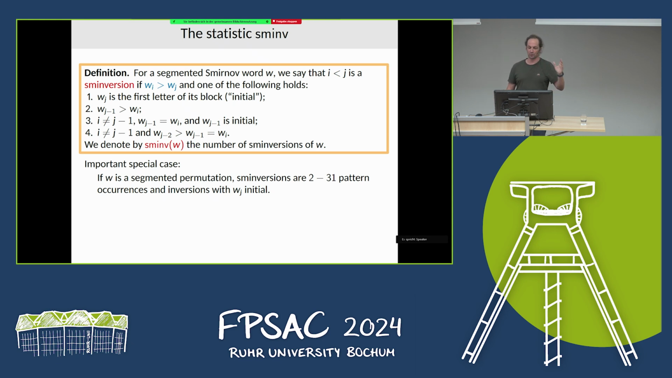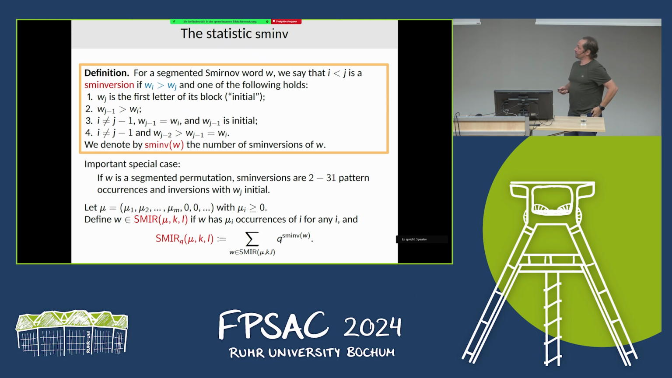I guess half of you maybe are familiar with pattern occurrences, plus the number of inversions where the occurrence of j, let's say, would be initial. Let's say initial, I mean the first position in the block. So it's some sort of mix of inversions and 2-3-1 patterns, and then generalized to words and not just permutations. Anyway, it exists. That's the important fact, that there is such a statistic.